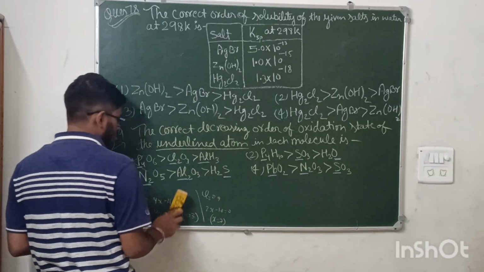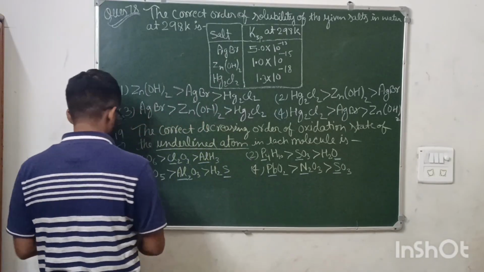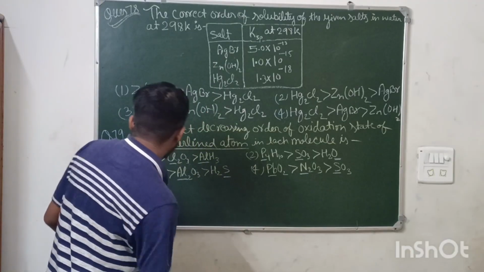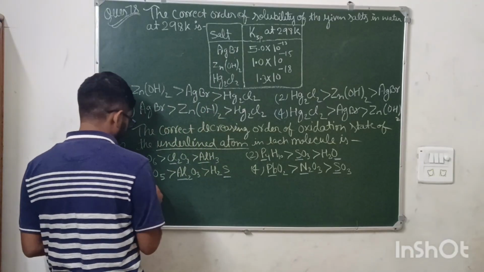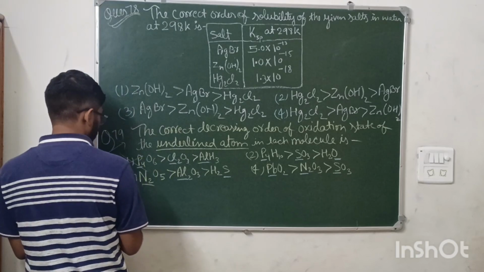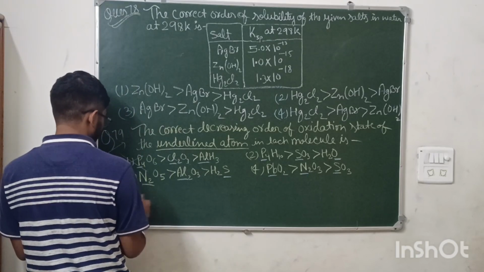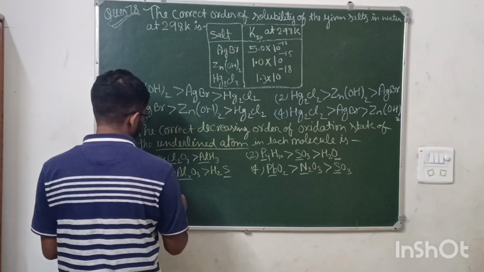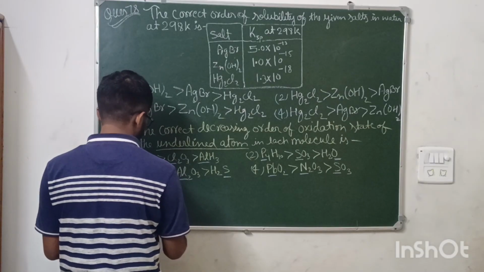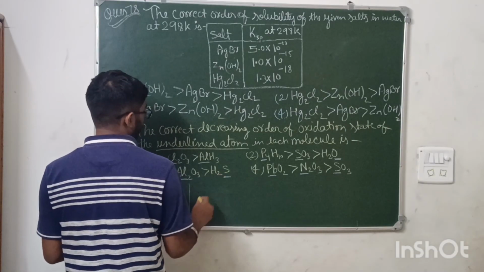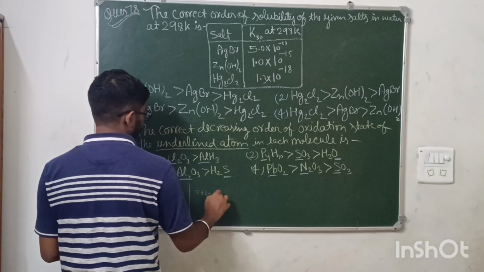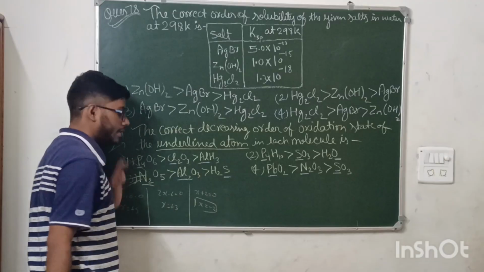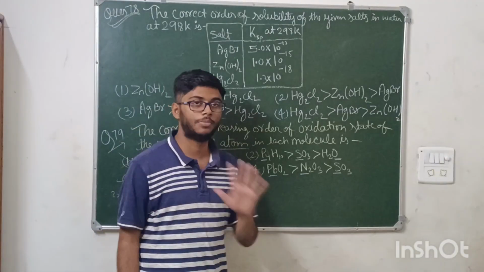Now coming to the third option. Here is N2O5, so 2X minus 10 equals 0, and X is +5. For Al2O3, 2X minus 6 equals 0, so X is +3. And for H2S, X plus 2 equals 0, so X is -2. This order is fine, so option number 3 can be the answer, and it is the answer. Option number 3 is the answer.